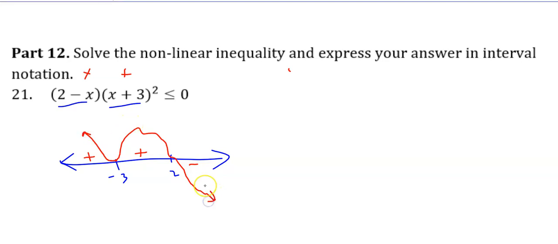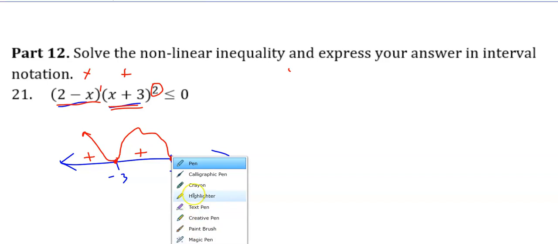If you remember the idea of multiplicity, this is to the second power, so it makes a lot of sense that right there it bounces off the axis, whereas this is to the first power, which is odd, so it's going to go right through that axis right there.